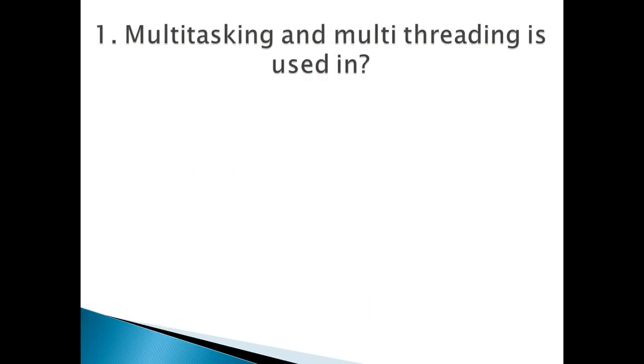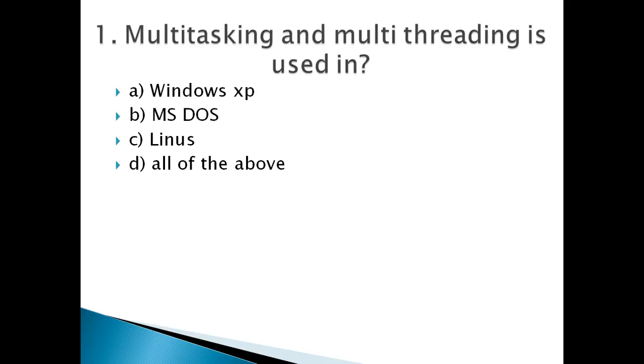Let's learn the questions. The first question is: multitasking and multithreading is used in? The options are Windows XP, MS-DOS, Linux, all of the above. Windows XP, MS-DOS, it is single user, single task operating system. Linux, Linux is not an operating system. If there is Linux, then that is an operating system, not the Linux one. And all of the above. That's why the answer is A, Windows XP, which is multitasking and multithreading.